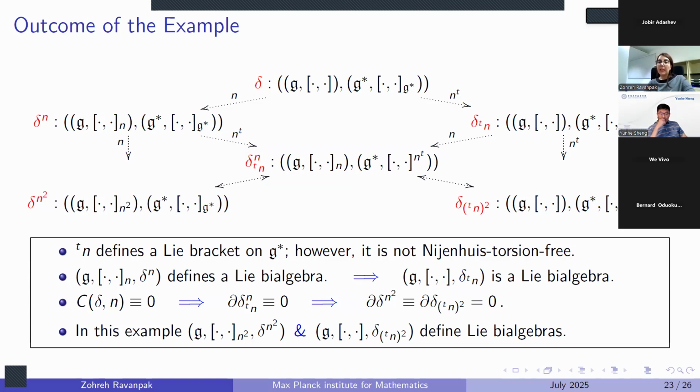Note that here we have another step. We can go further because in this example, the deformation by N2 and N transpose 2 also defines a Lie bracket. However, it's not obvious when we have an almost Nijenhuis structure that the bracket in the hierarchy is a Lie bracket. So this is one to check in each step. And this is the whole picture of this example, where we can have all compatible Lie bialgebras. But why is it important?